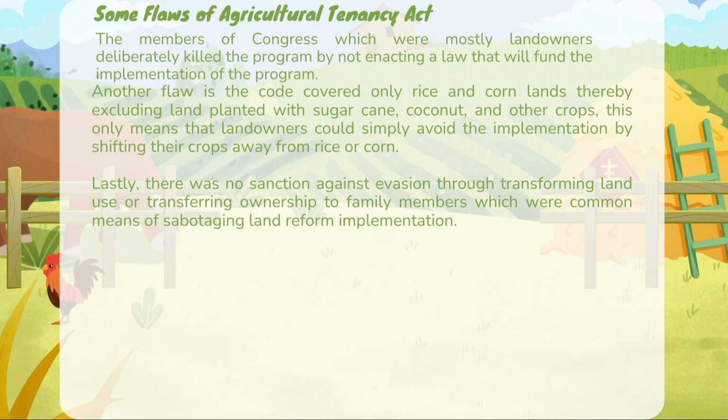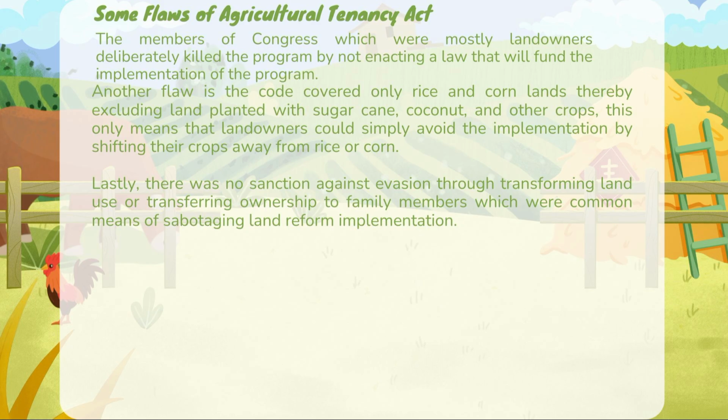I'm Eunice Laguitan. The Agricultural Tenancy Act had several serious flaws that made it hard to succeed. First, many members of Congress were rich landowners, so they did not support the law. They did not pass another law to provide funds for its implementation. Because of this, the program could not be properly carried out even if it looked good on paper.